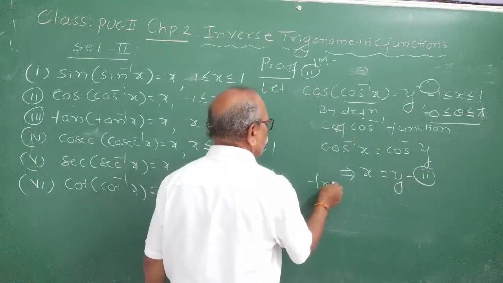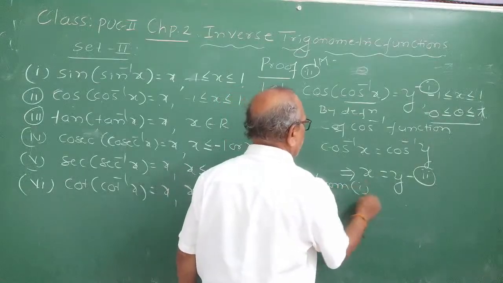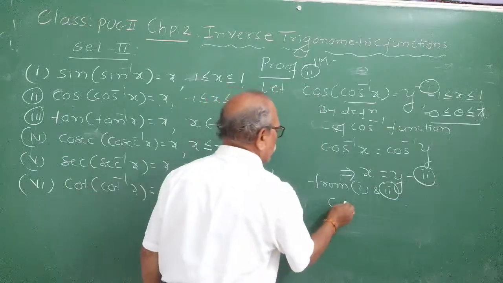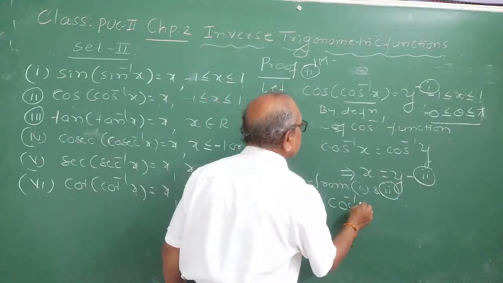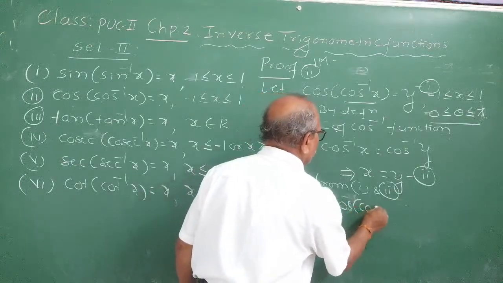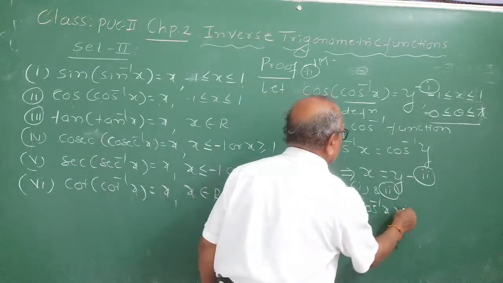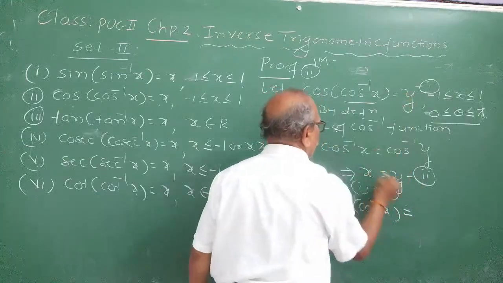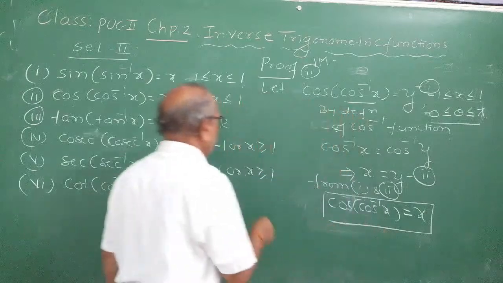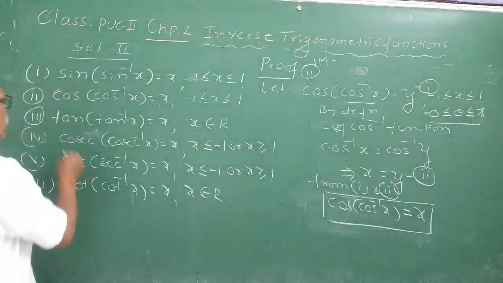From 1 and 2, you can say that cos inverse x is equal to, in place of y, you can write x. I hope you understood, my dear students. Observe the restrictions.